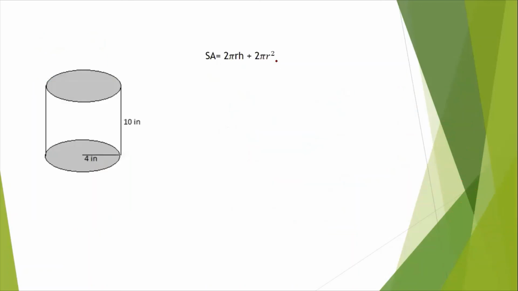Okay, now this time let us answer and find the surface area of this cylinder. So we have here 2 times pi, which is 3.14, times our radius, which is 4, and our height, which is 10, plus 2 times pi, which is 3.14, times the radius 4 squared.